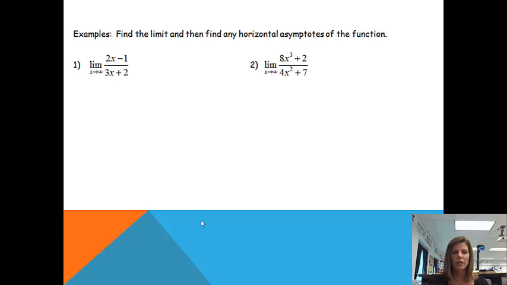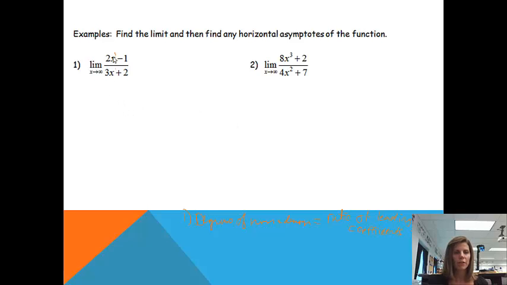Okay, we would like to find the limit as x approaches infinity of (2x - 1)/(3x + 2). You will notice that if I look at the degrees of the two expressions, the degree of the numerator and the degree of the denominator are the same, because the highest power in the problem is 1, and they're both 1. If the degrees of the numerator and denominator equal each other, then the way you'll find the limit is to take the ratio of the leading coefficients.